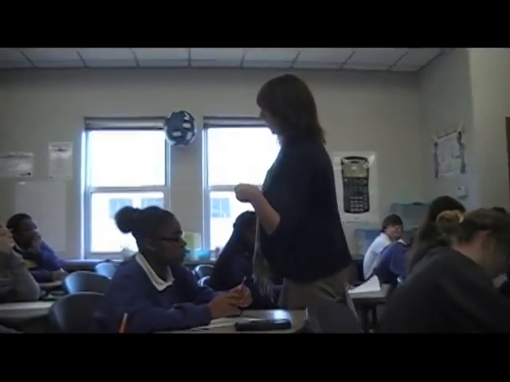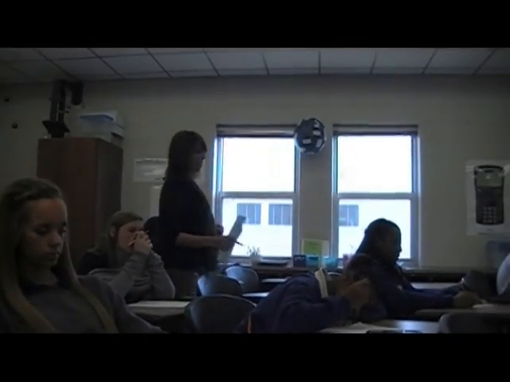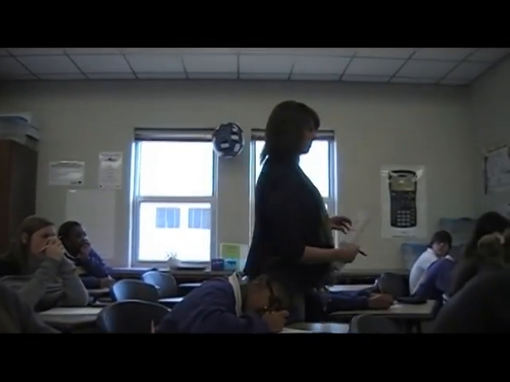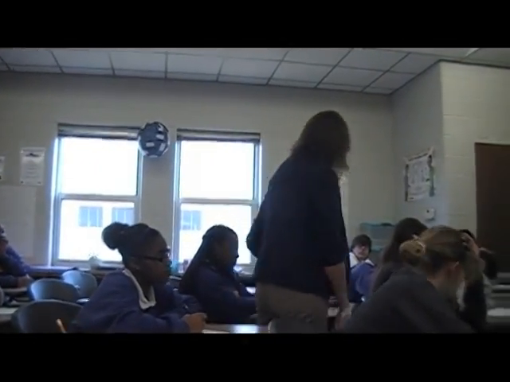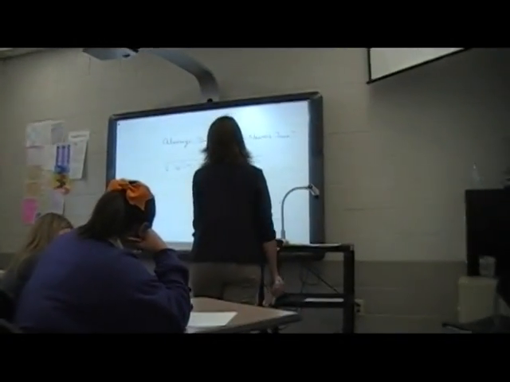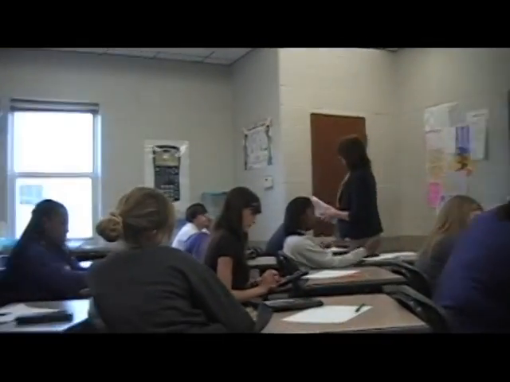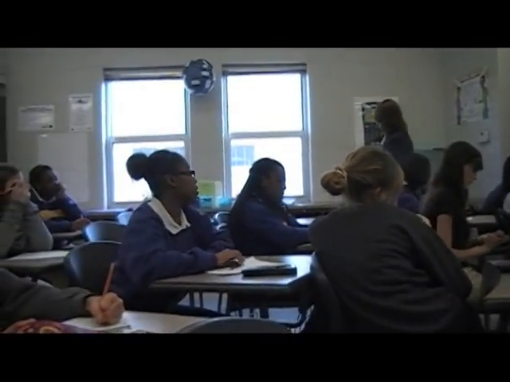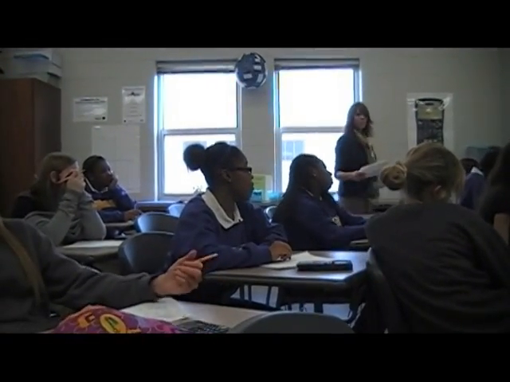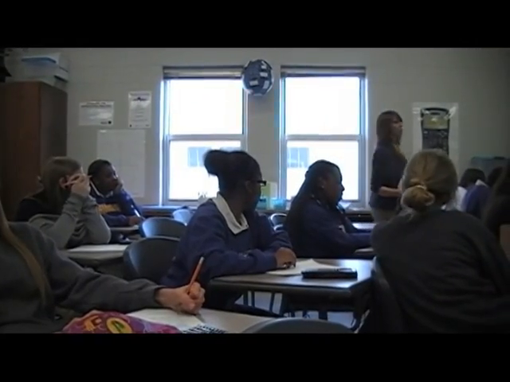Did anyone find a number that did work? 5. Why does 5 work? Because they both cancel out. So if I say 5 minus 5 is 0, and then square root of 5 minus square root of 5 is also 0. Okay, so are you sure that that's the only one that works? If they're the same number, they always cancel out.